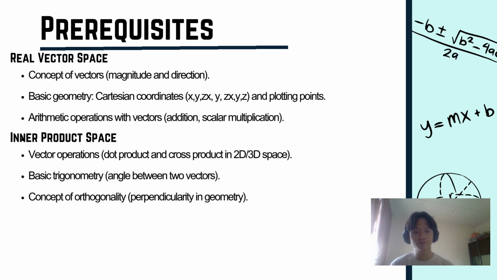And then the fourth prerequisite is inner product space. Inner product spaces are built on vector operations and geometry. So we need to know vector operations such as dot products and cross products in 2D or 3D space. We also need to know basic trigonometry, especially finding the angle between two vectors. And then we also need to know the concept of orthogonality, or perpendicularity in geometry. This plays a key role in defining the inner product.